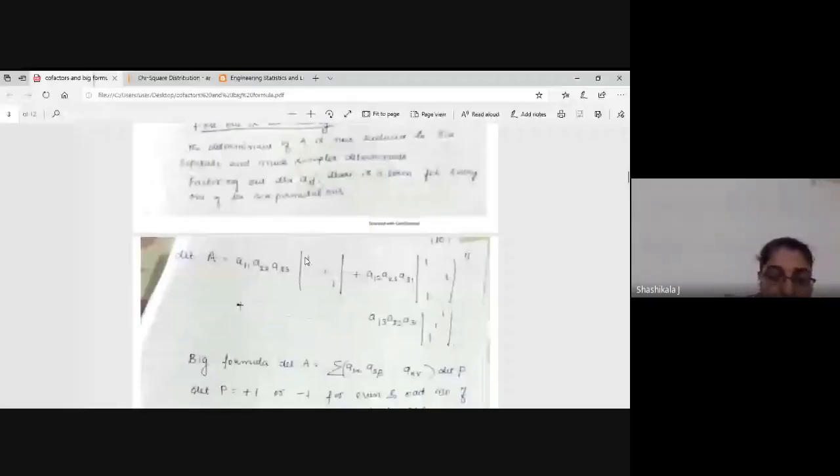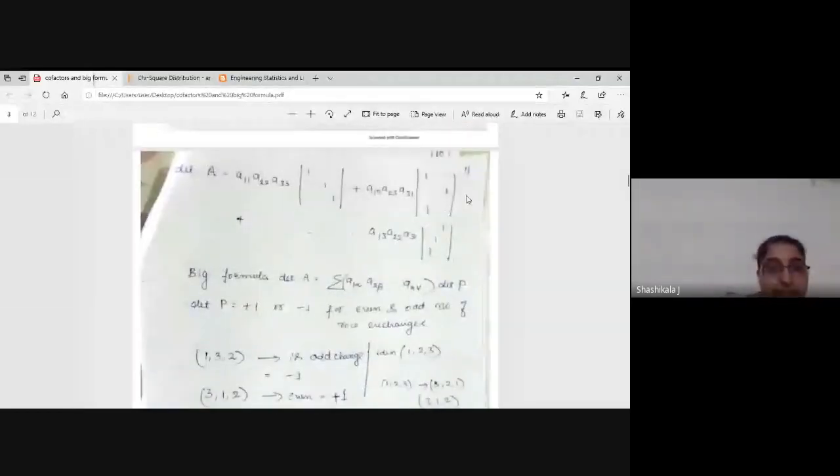Determinant A: now I will take this column out, so that these terms are common. I will be left with 1, 1, 1 plus these columns. Second one, you see this, and the 1, 1, 1. Now your big formula or the permutation is sigma of these columns. No need to remember, you can directly write the formula.